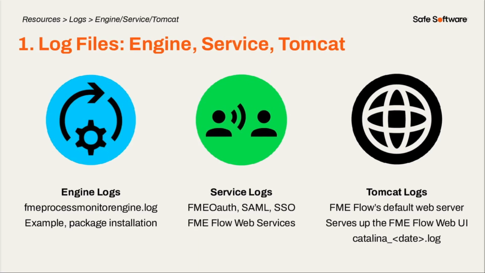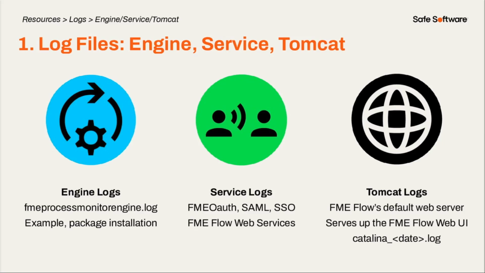So again, we can't go through all the different log files in this webinar because there's so many, but just to summarize some of the other logs you'd find on FME Flow, there's engine logs. So those would include the job logs that we already talked about, but also the FME process monitor engine log file, which manages engine processes on the engine host server. Again, in a distributed setup and in a fault tolerant setup, you would probably have multiple FME process monitor engine log files. These are also very helpful for package issues. If you have a problem with a package that isn't installing correctly on FME Flow, that's a good log file to check.